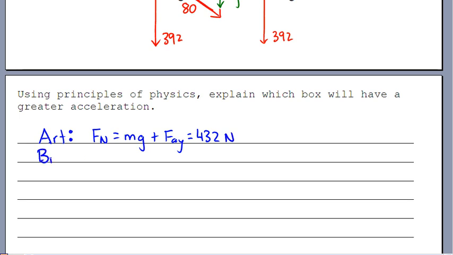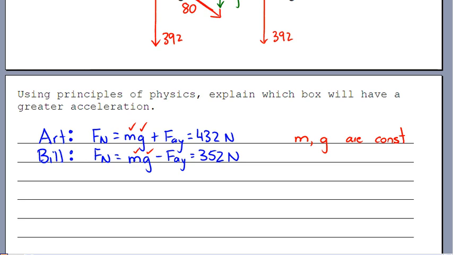Whereas for Bill, because he's helping to hold it up by 40 newtons, his Fn is mg but reduced by that 40. So his Fn ends up being 352 newtons. Now, I can even put some checks in there. I could say same M, same G. So M, G are constant. You do have to mention that. You have to mention what all of your little checks mean and your arrows.